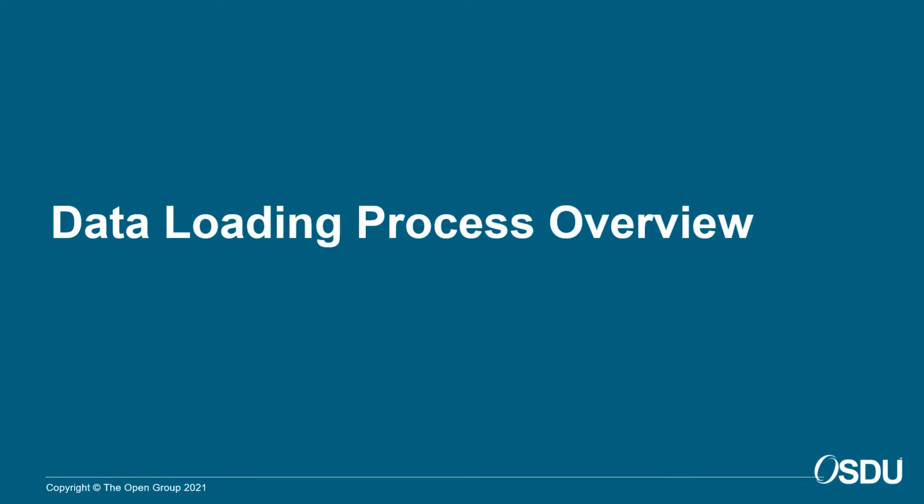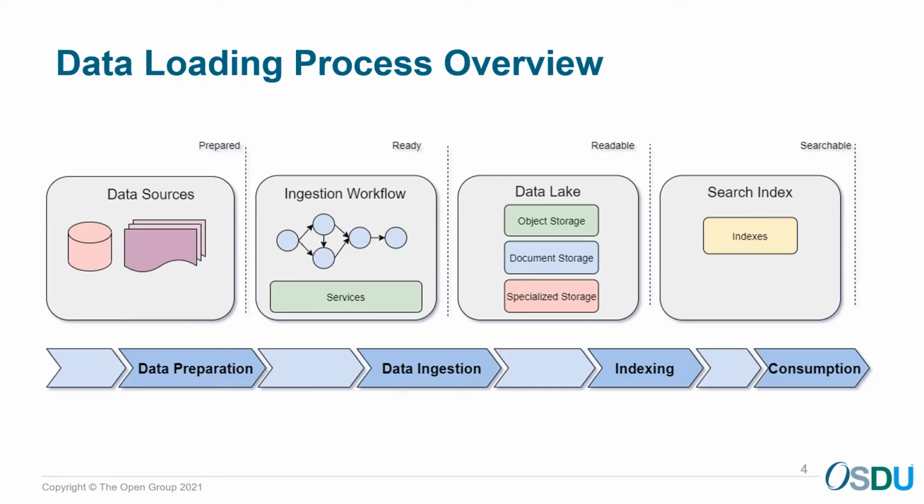I will start with the data loading process overview. This slide shows a high-level schematic data flow from existing data source into an OSDU Data Platform instance. Data passes through the ingestion workflow and services and remains at the data lake until indexed and then available to the users or processors for consumption. On the bottom of the diagram, the main phases of data loading process are depicted: data preparation, data ingestion, indexing, and consumption. Each of these phases will be further explained.